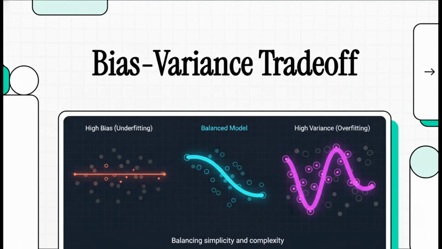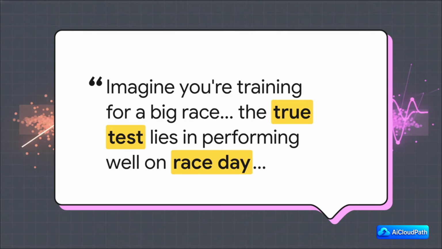Welcome to The Explainer. Today we're going to break down a concept that's at the very heart of machine learning. It affects everything from medical diagnoses to whether or not you get a loan. We're talking about the bias-variance trade-off. So let's start with a really great analogy.